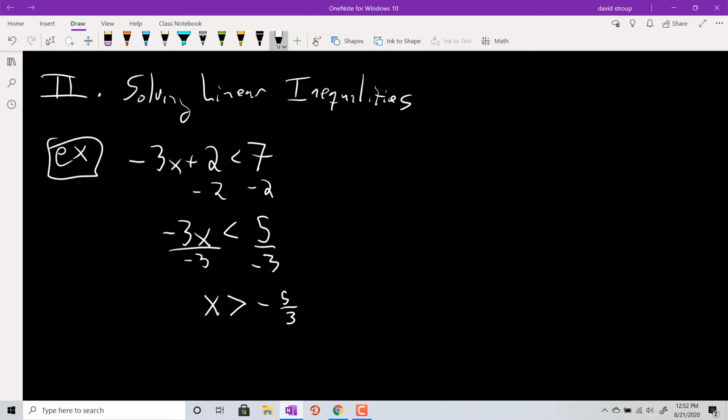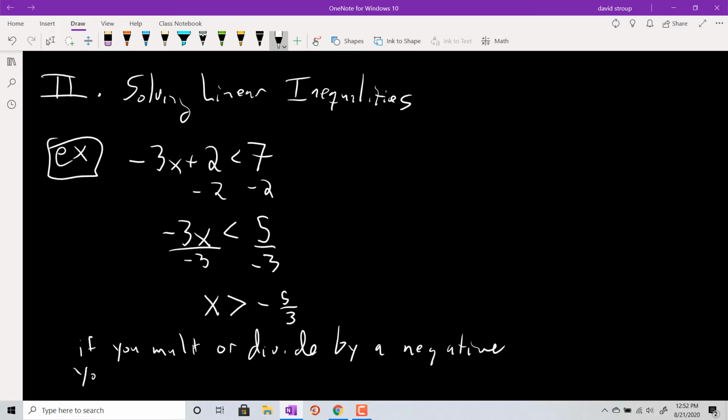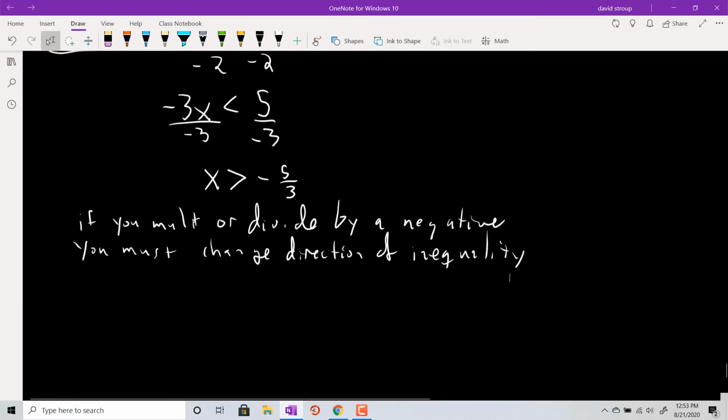So let me write that down. If you multiply or divide by a negative, you must change the direction of the inequality. Okay, so just be careful.